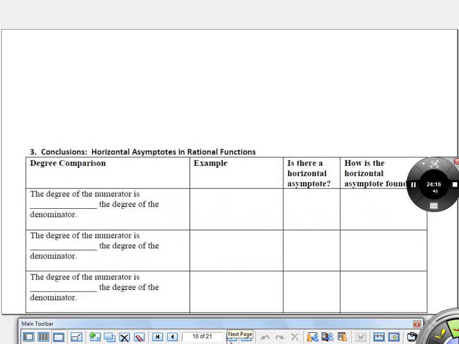Okay, so we'll come back and we'll finish this other part of it on Monday. We'll kind of make our conclusions. But make sure you have written down those summaries. Okay.